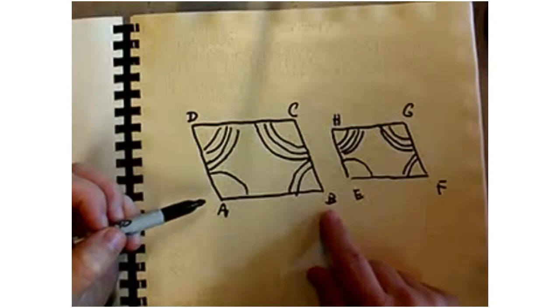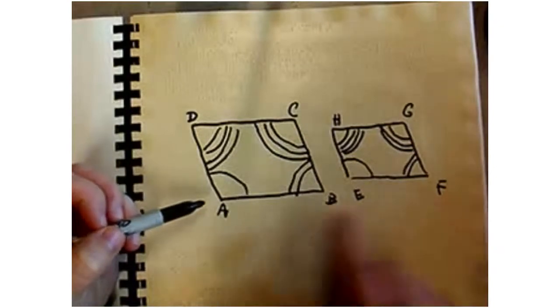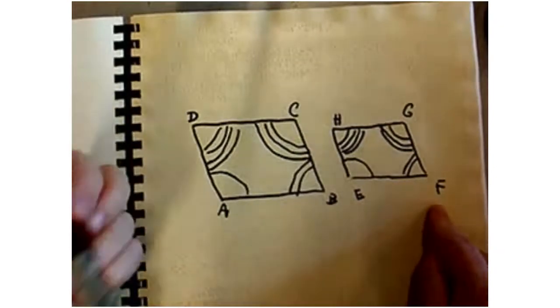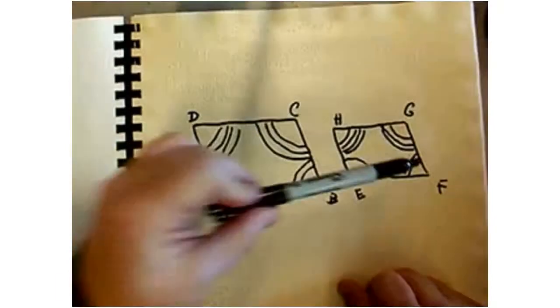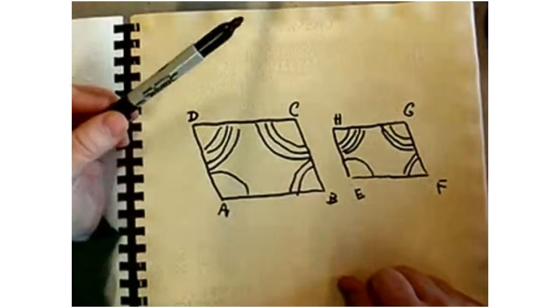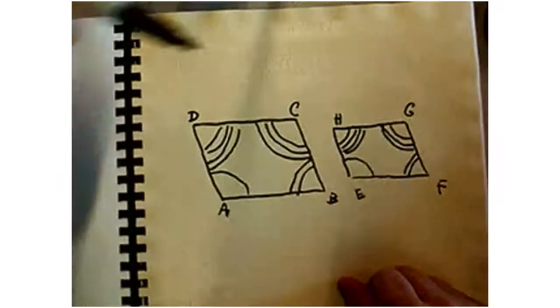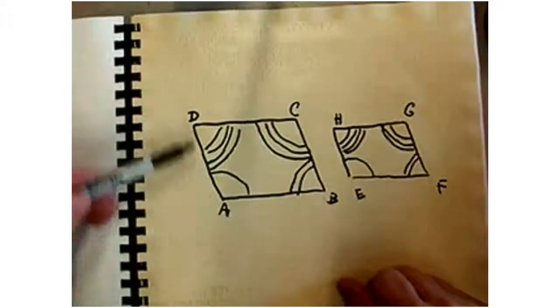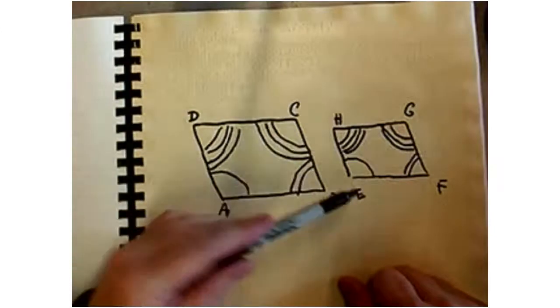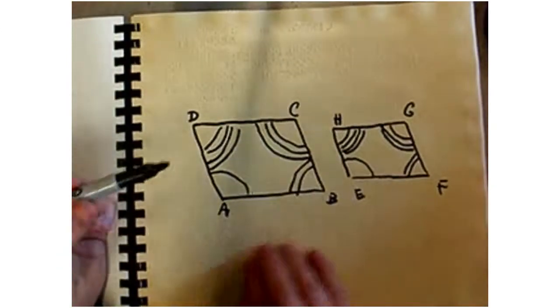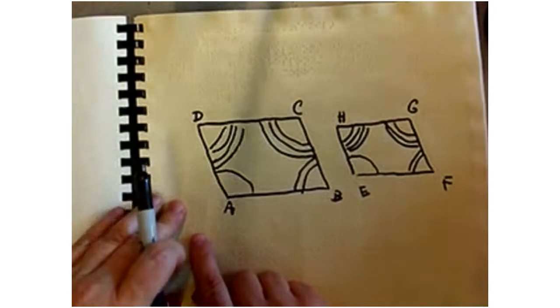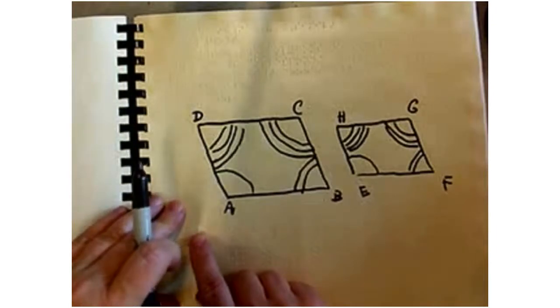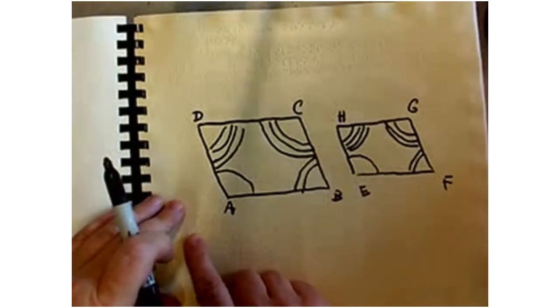Side AB corresponds to EF, the bottom sides, correct? BC, the right-hand side, corresponds with FG, the right-hand side of your right figure. CD corresponds with GH, and DA corresponds with HE. Down below the drawing, it gives it in symbols. It shows the proportions in that corresponding order.